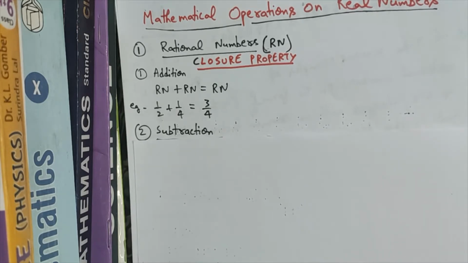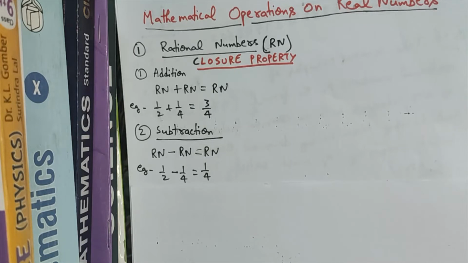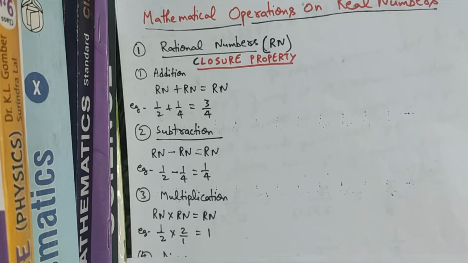Similarly, when we look at subtraction, if a rational number is subtracted from another rational number, it will also be a rational number. Like 1 by 2 minus 1 by 4 will be equal to 1 upon 4, which is again a rational number. Similarly, multiplication: rational number multiplied by rational number gives a rational number. Example, 1 by 2 into 2 by 1 equals 1.